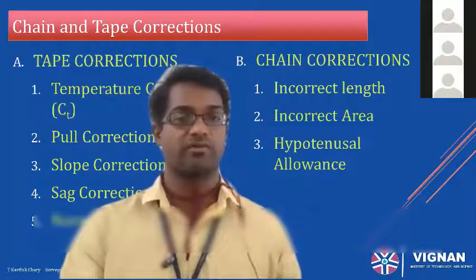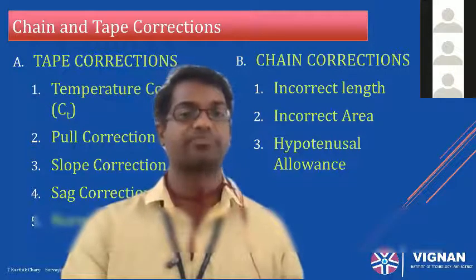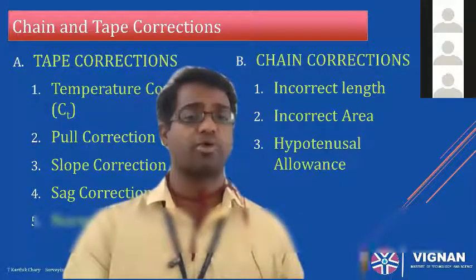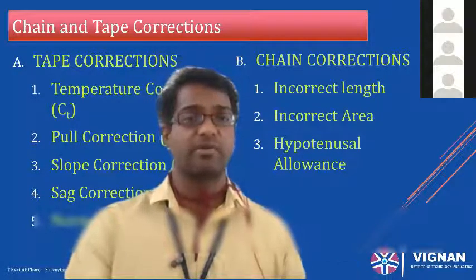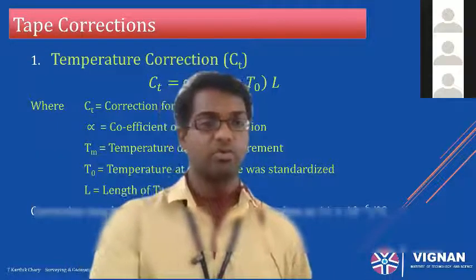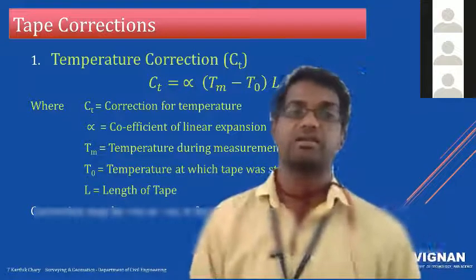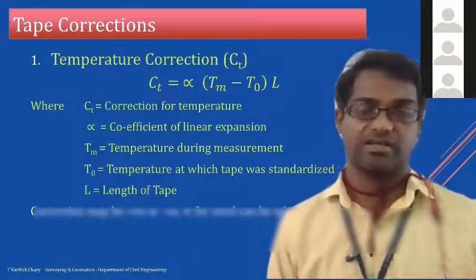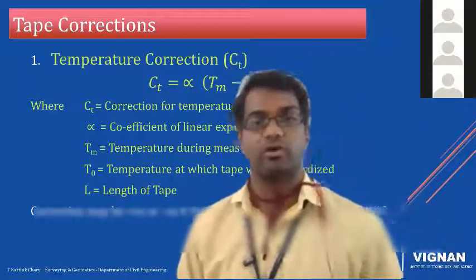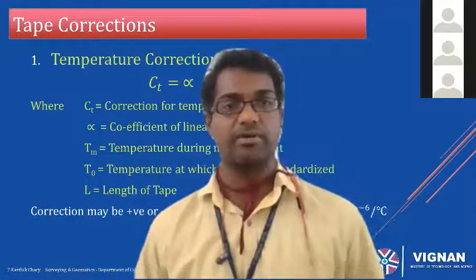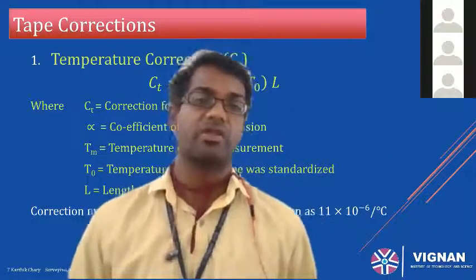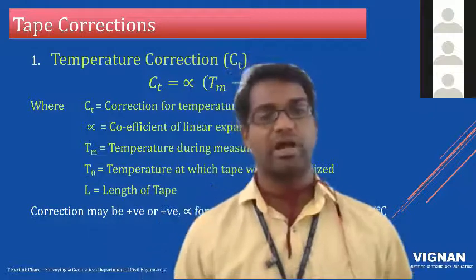So one of the chain corrections is that. Incorrect length, incorrect area, and hypotenuse allowance is when you're making right angles, then you have this. So what is temperature? Any material with a rise or decrease in the temperature tends to change in length, right? This is the common phenomenon we come across in all the materials, right? So it always happens to our instruments also.